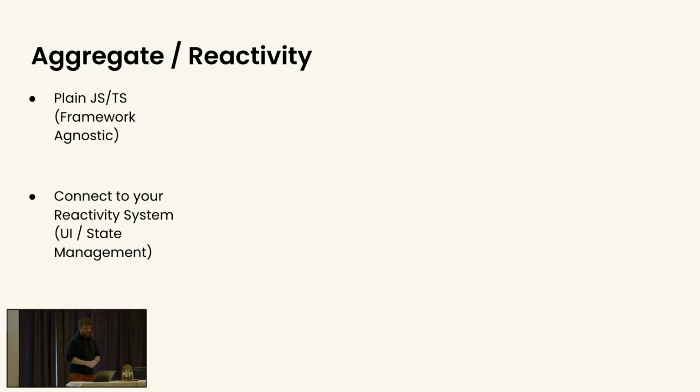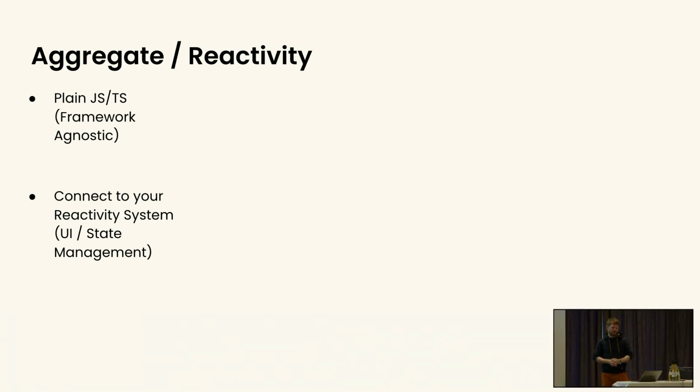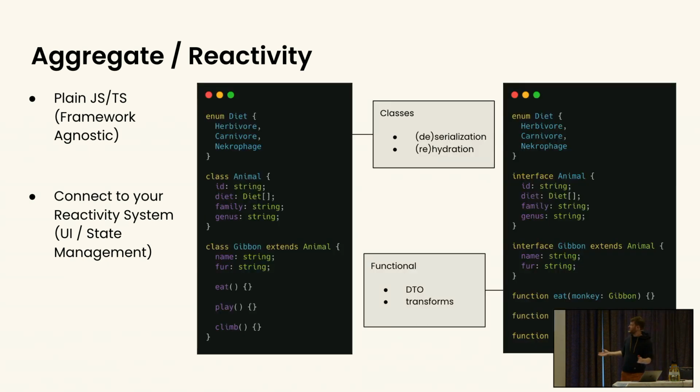Which brings us now to the last part, going into the code. So let's start with the aggregates here. This is ideally written in plain JavaScript or TypeScript to have it framework agnostic. And then in the second step, we can connect this to our reactivity system, because whenever we want to make a change there, we want to see this reflected in the UI, and we don't want to work on the logic that does it.